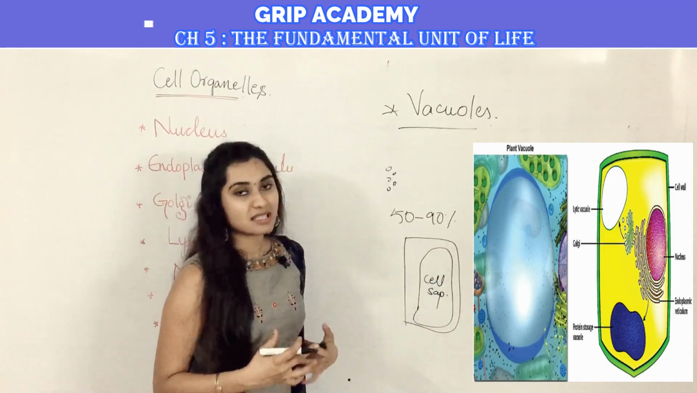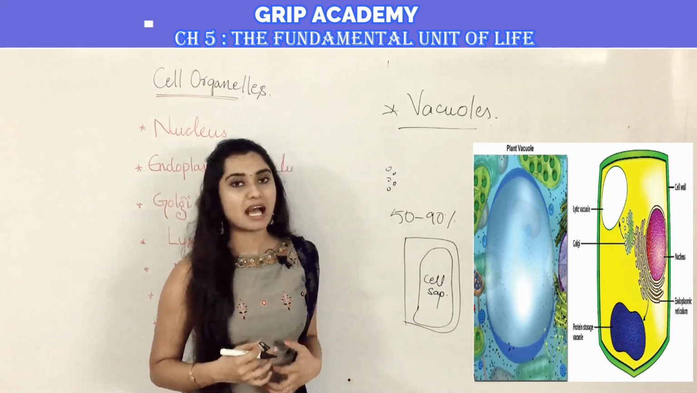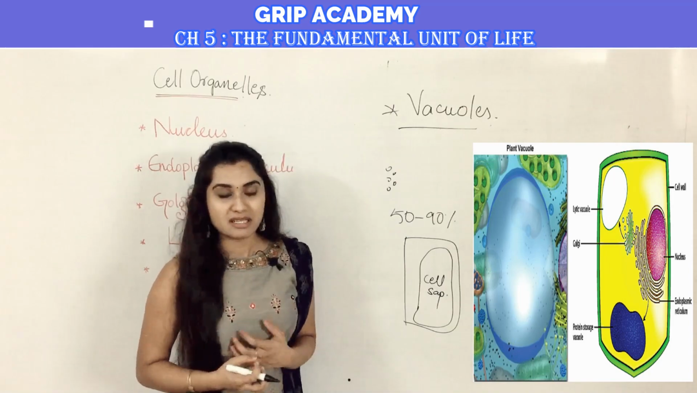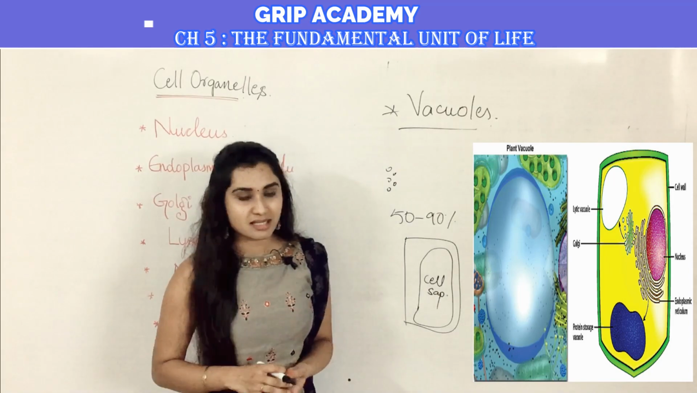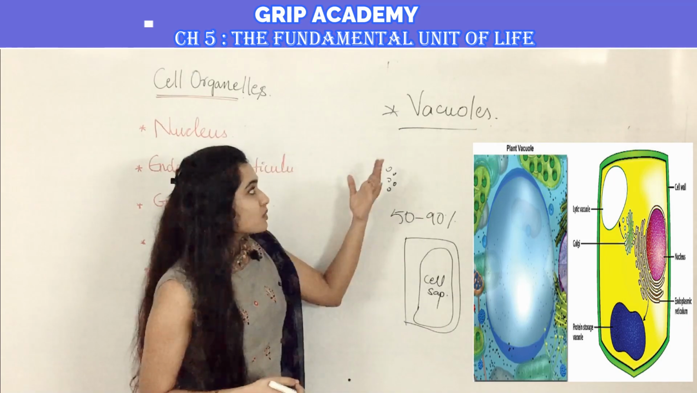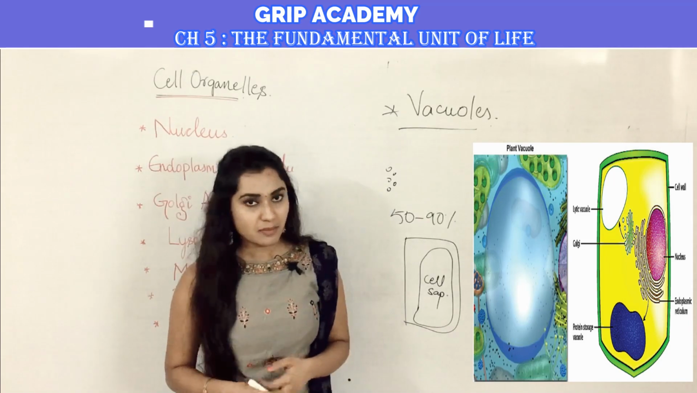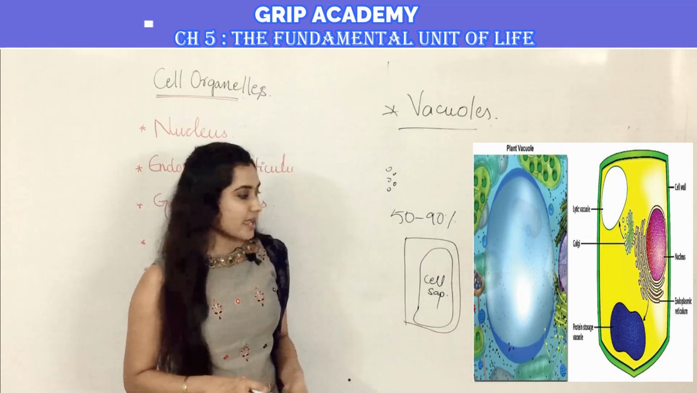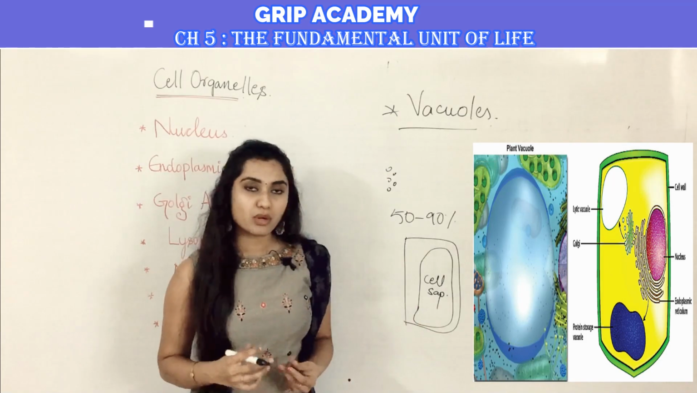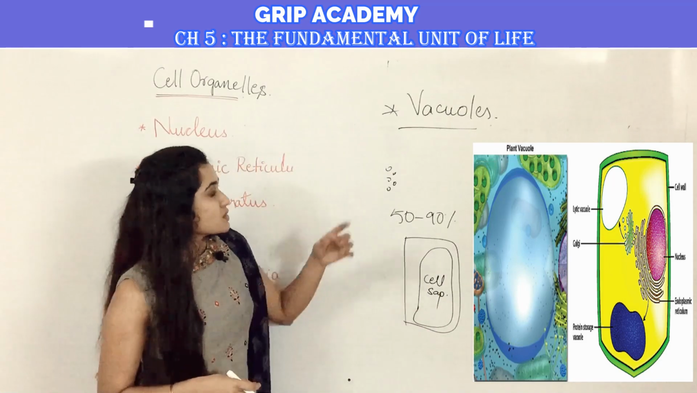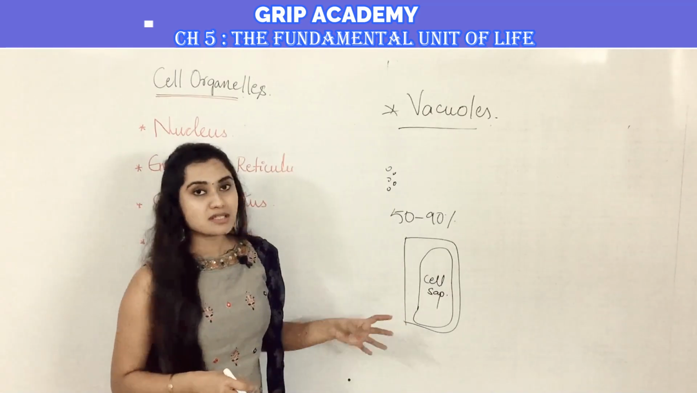And this cell sap is nothing but a liquid material which has all sorts of required materials, like lipids, proteins, amino acids, the required materials which are essential to carry out the activities of a plant cell, will be stored in the cell sap. And also this cell sap provides turgidity and rigidity to the cell. So this is all about the vacuoles in the plant cell.